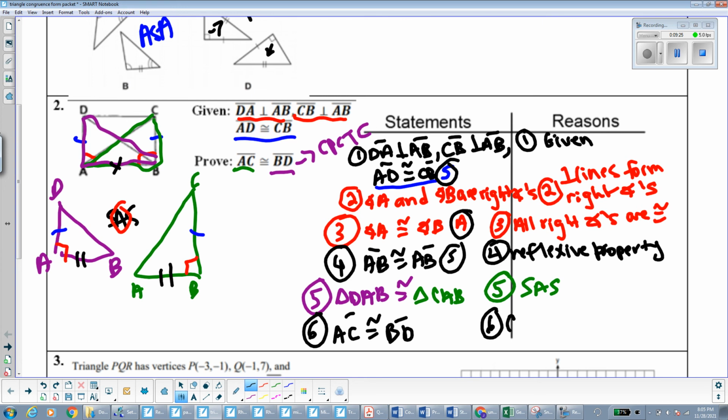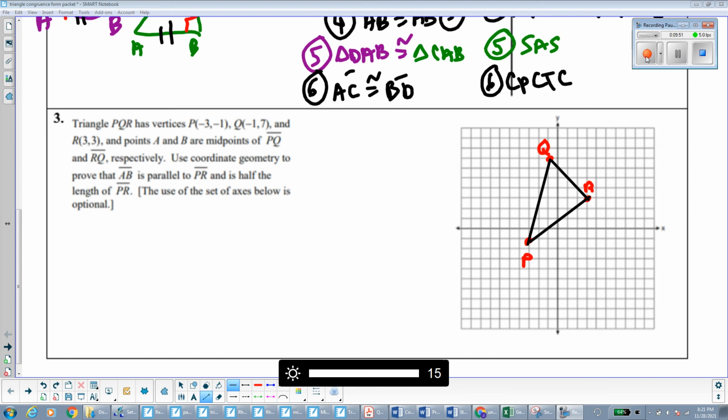And we already talked about that this is going to be by CPCTC. Now that we already have proven the 2 triangles congruent, we can definitely say that this pair of corresponding sides, this side and this side of each of the triangles is congruent because we already know the triangles are congruent. So the corresponding sides are also congruent. Corresponding parts of congruent triangles are congruent.